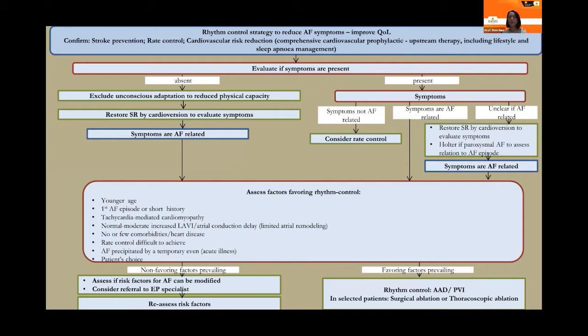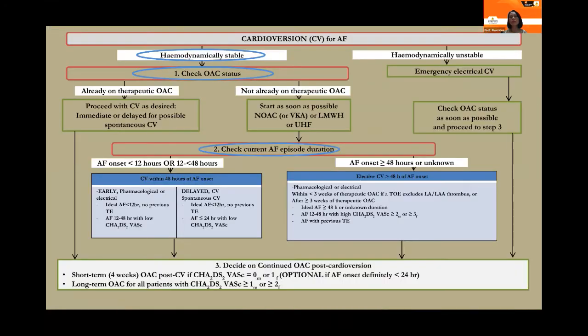So if we have the rhythm control, how do we do the rhythm control? We have two approaches: using the antiarrhythmic drugs or the ablation. The initial approach to rhythm control is that we need to consider cardioversion.